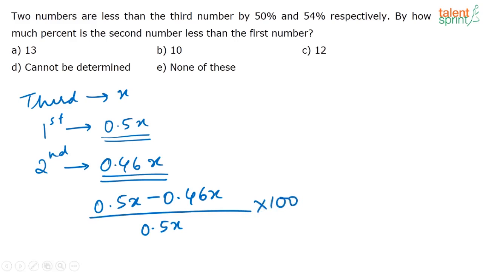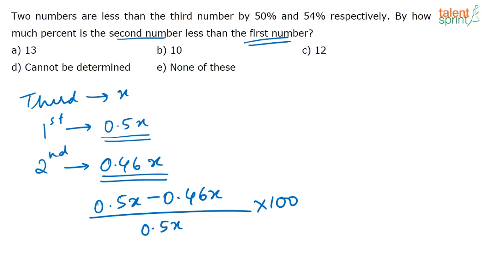Here in this question, one small doubt that some of you might get is, how are we taking 0.5x here? Why can't I take 0.46x here? See, what have they asked? By what percentage the second number is less than the first number. It is a percentage decrease, so our base is the first number. That's why we have taken 0.5x in the denominator. I hope that is clear.